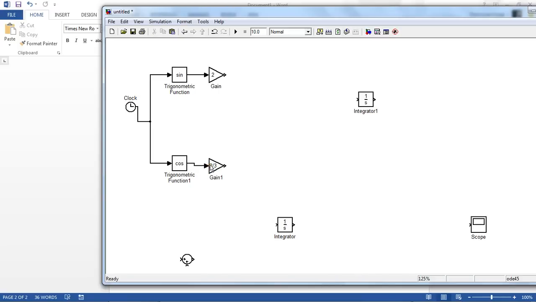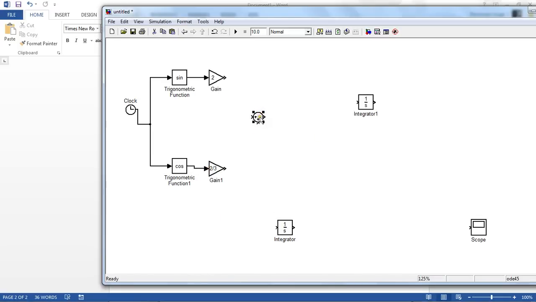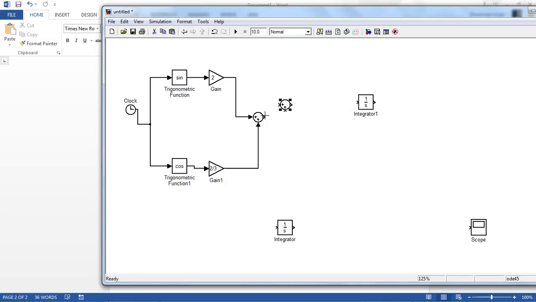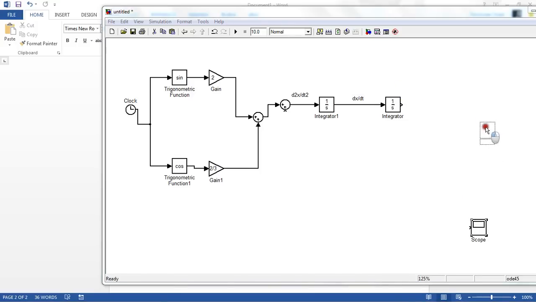So going over here. Okay, so this is the summation. This goes over here, and so we get another summation which will be somewhere here. This is the input that was sine cos, the right hand side of the equation. This goes into this. Okay, now my first part is this. So this is my d square x by dt square. So this goes out, this goes over here. So this is my dx by dt. Okay, then this will go into my scope.